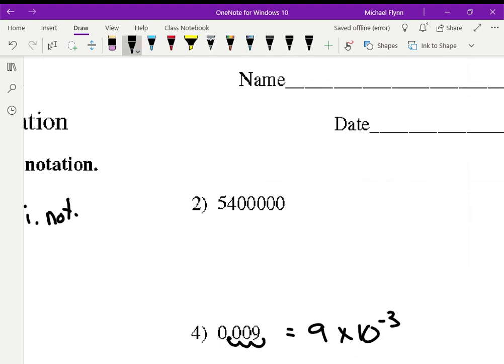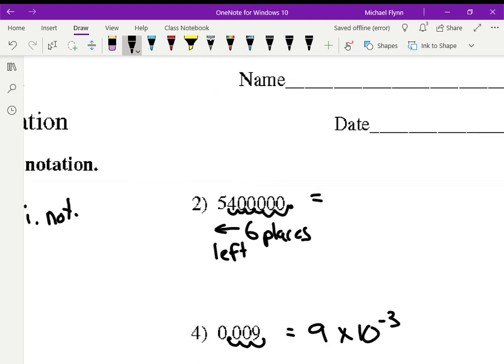All right, so here, 5.4 million, or 5,400,000, that's what that number is. When you don't see a decimal, it's right there. I'm only allowed to have one digit in front of the decimal and it can't be 0. So I'm going to move my decimal place 1, 2, 3, 4, 5, 6 places. So I went 6 places this way, in other words, it's left 6 places.